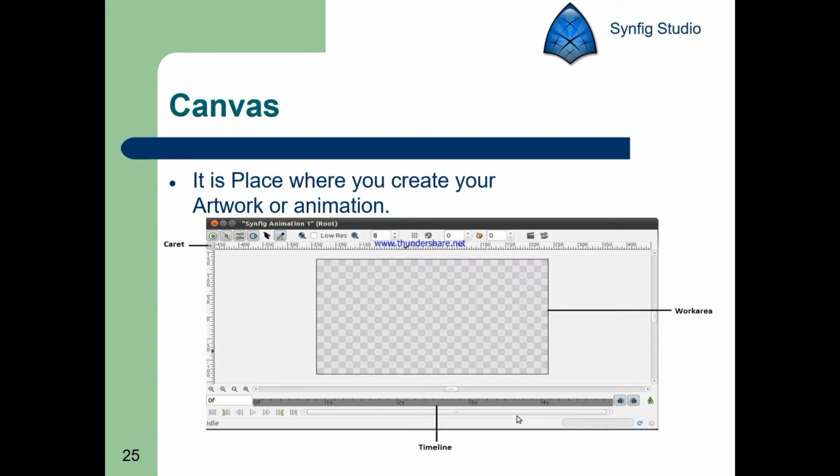What is the canvas area? It is the center part of the interface of Synfig. When you open a new file or create a new project, you will see the canvas window. It can be seen at the center of the user interface. This is the place where you display your artwork and create animation. In the canvas area, we draw every object, whatever our animation criteria.